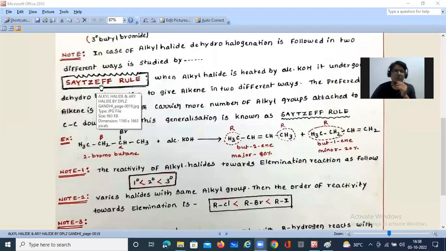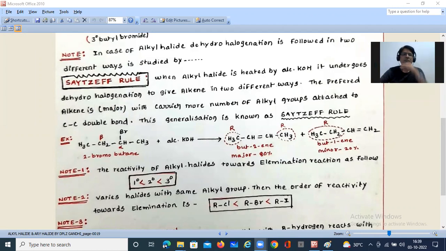Okay, dear. So now let us learn one small note. In case of alkyl halides, dehydrohalogenation means, as we know, removal of one hydrogen as well as the halogen, and that hydrogen should be removed from which carbon? Beta carbon. So the elimination of beta hydrogen is of two types, which we can study through the CLASS-XII rule. So let us know about this. What is that CLASS-XII rule?